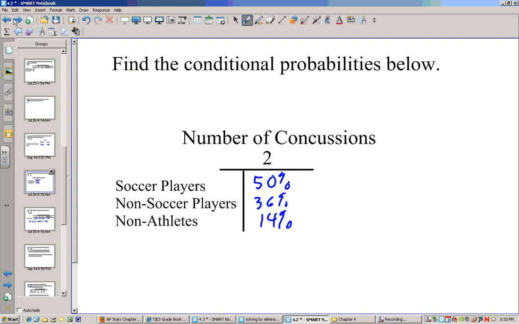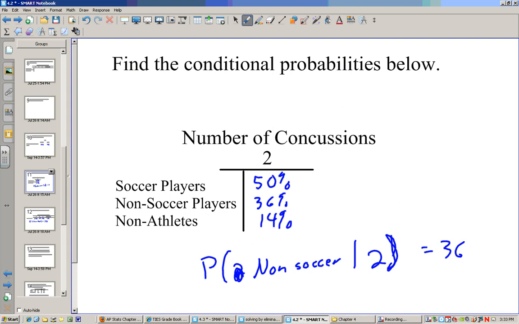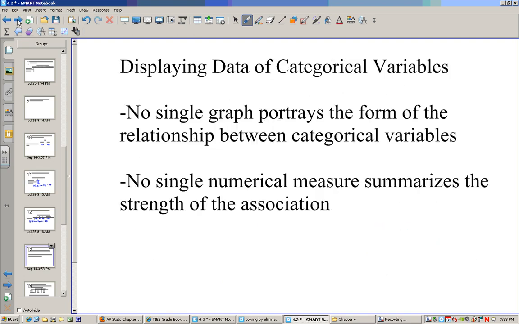On this previous one, I could say the probability that someone is a non-soccer player, given the fact that they have 2 concussions. So they have 2 concussions. Of the people who have 2 concussions, 36% of them are non-soccer players. All right, that's just some notation that we'll see again in the future.